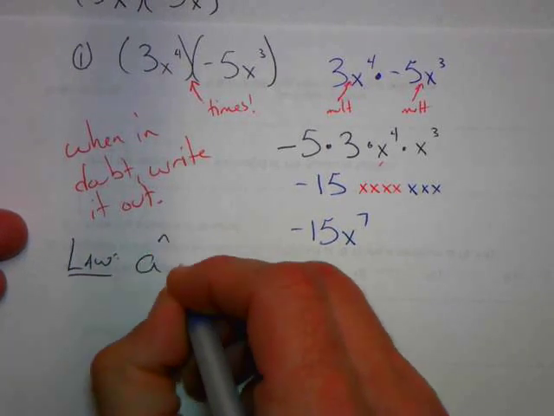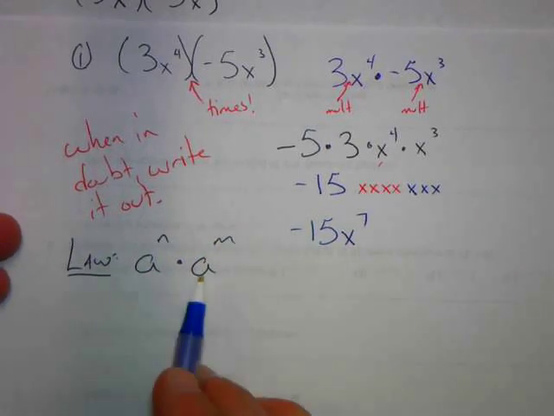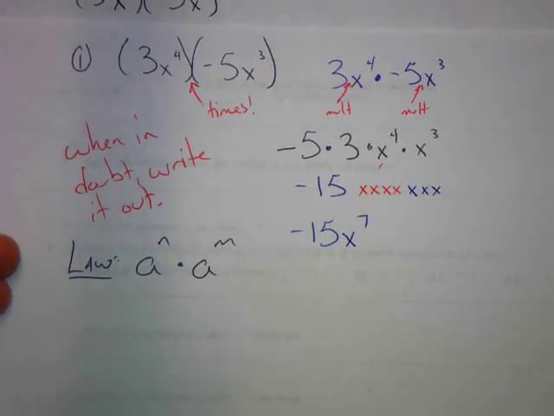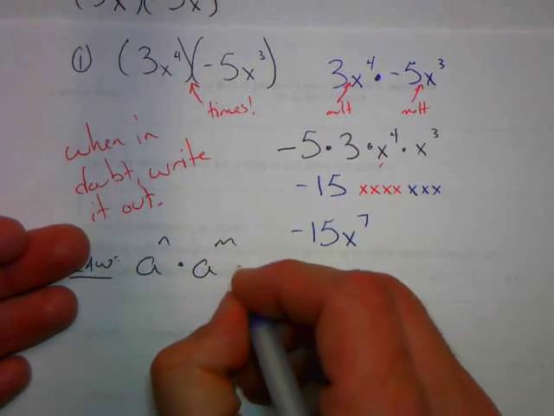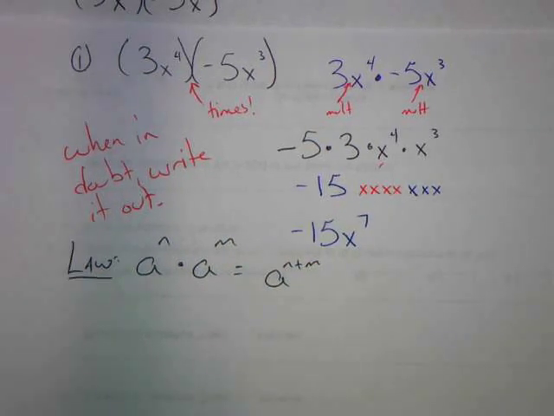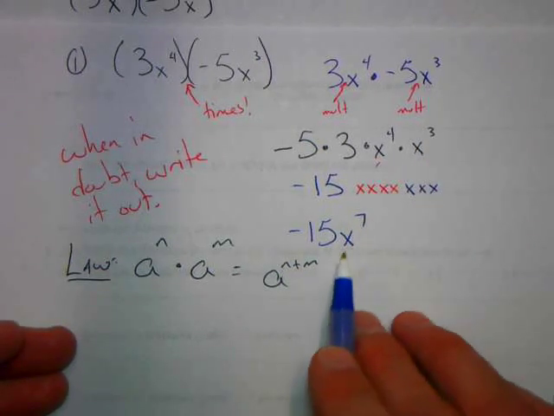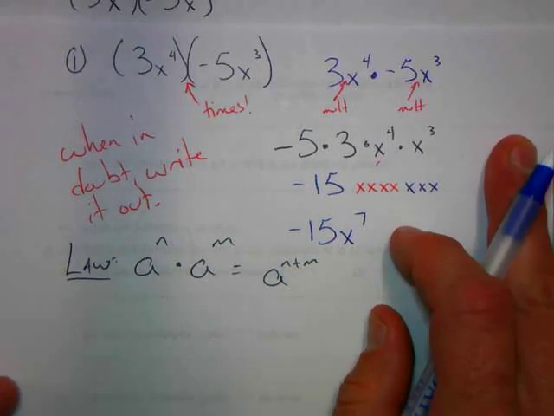Any two numbers being multiplied that have the same base, simply add the exponents. Keep the base, add the exponents. That is the first law of exponents that we have just demonstrated. So if I'm multiplying x to the fourth times x to the third, I keep the base, add the exponents. That's a law of exponents.